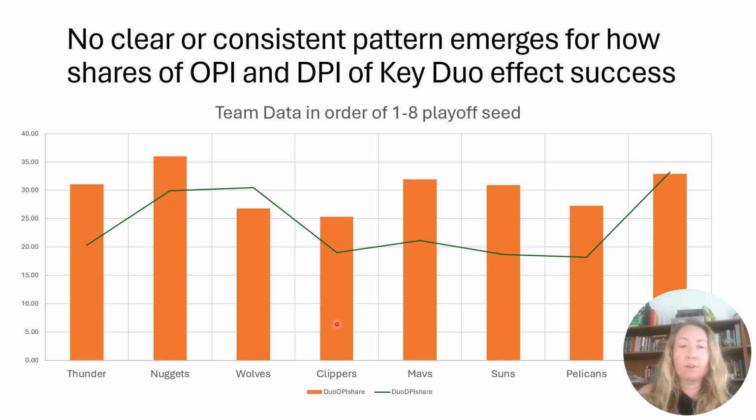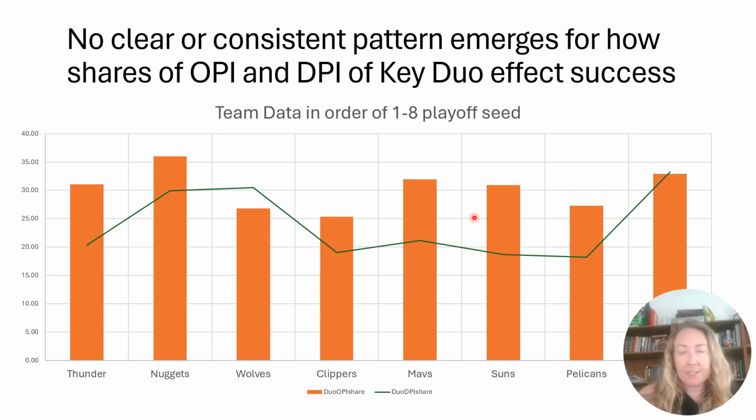So we've got the orange bars representing the OPI share, and this team data is in order of 1 through 8 playoff seed. So for playoff seed number 1, if the share was very important, we should see a downward trend, with the Thunder having a really high share and then a clear downward trend to the last seed having a low share. And that's actually not happening at all. It's kind of all over the map. And we've got the same trend with the green line, which is the DPI share.